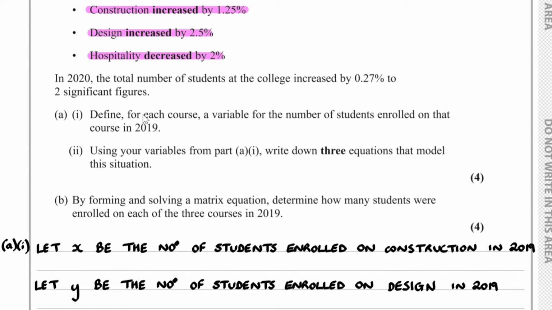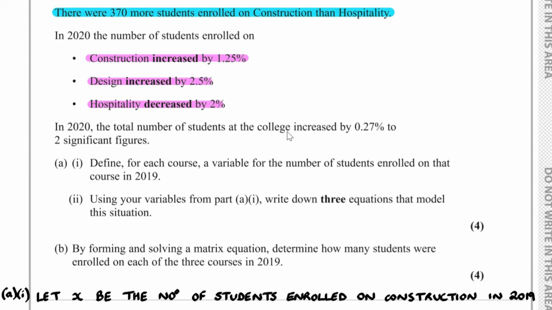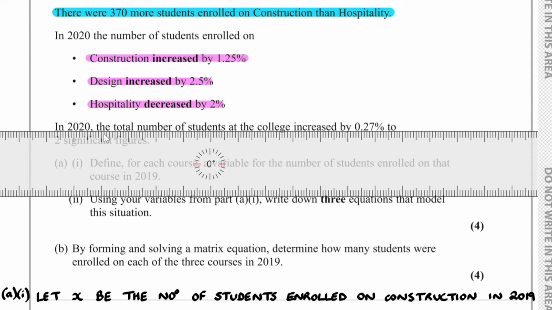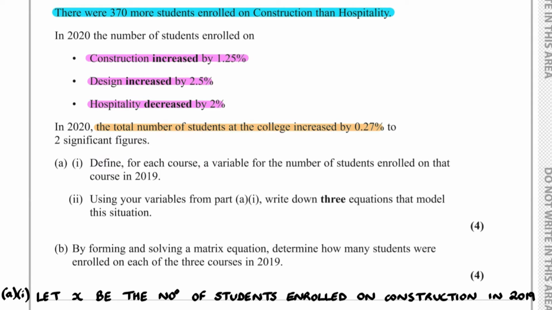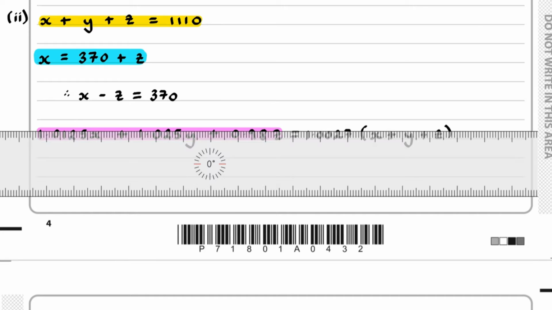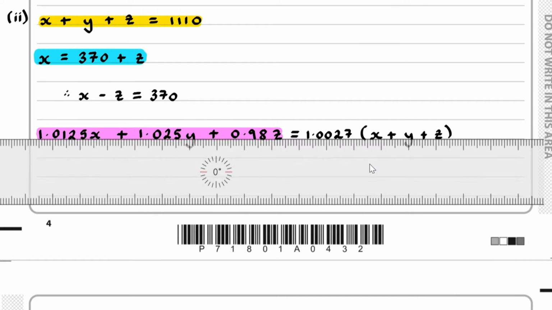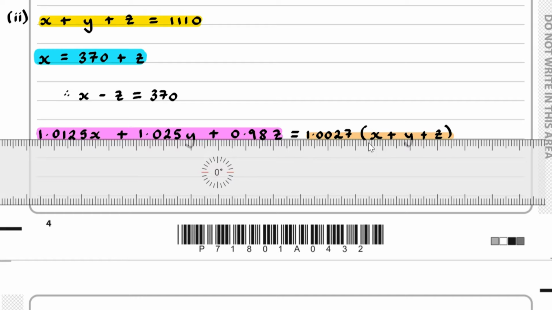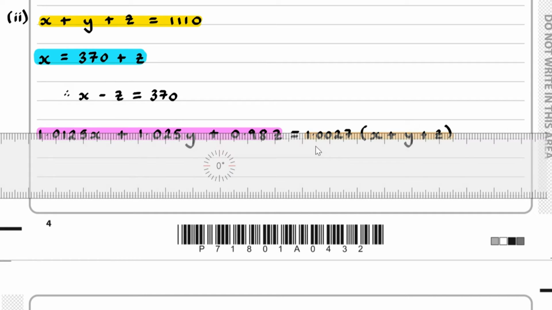We know that in 2020 the total number of students increased by 0.27%, which means this is equal to 1.0027 multiplied by x plus y plus z. And this amount here is the amount in 2020.